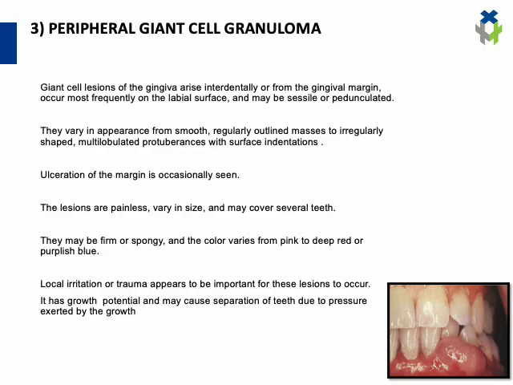Next is the peripheral giant cell granuloma. Giant cell lesions of the gingiva arise interdentally or from the gingival margin, occur most frequently on the labial surface, and may be sessile or pedunculated. Ulceration of the margin is occasionally seen. The lesions are painless, vary in size, and may occur around several teeth.